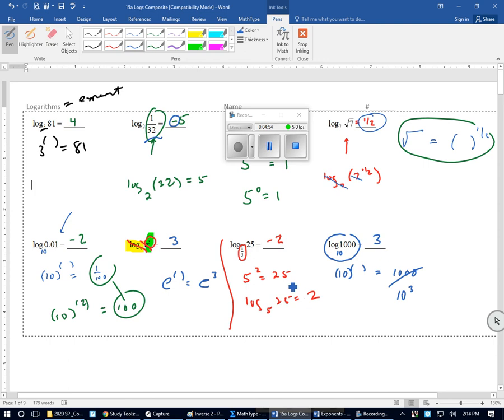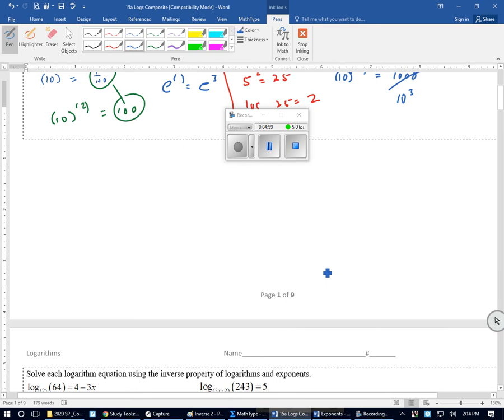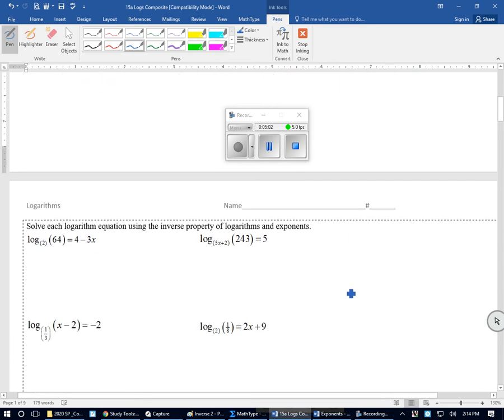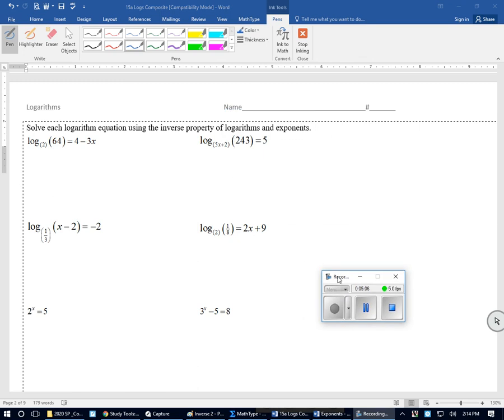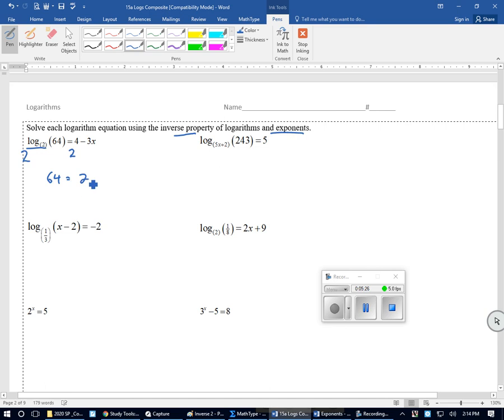Logarithms are exponents, and bases and log bases cancel. Let's use that idea to solve some logarithmic equations. I have log 2 of 64 equals 4 minus 3x. Now, there are several ways to do this, but let's use the inverse property of logarithms and exponents. And since I have a log 2, I'm just going to do a base 2, and that gives me 64 equals 2 to the 4 minus 3x.